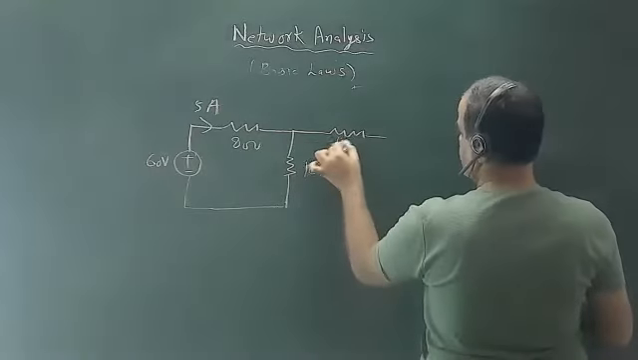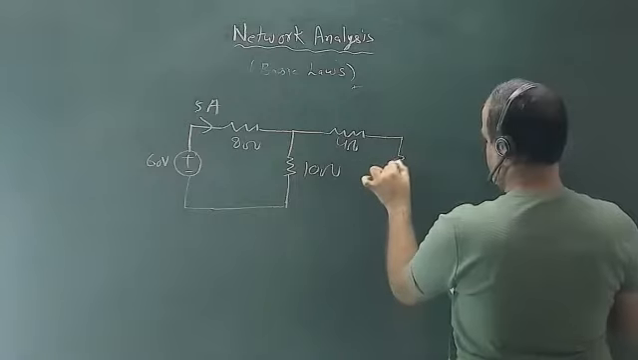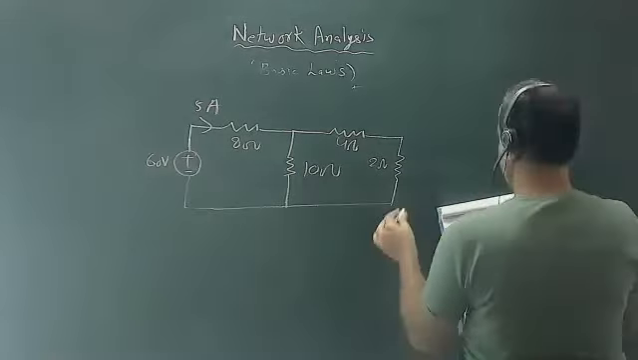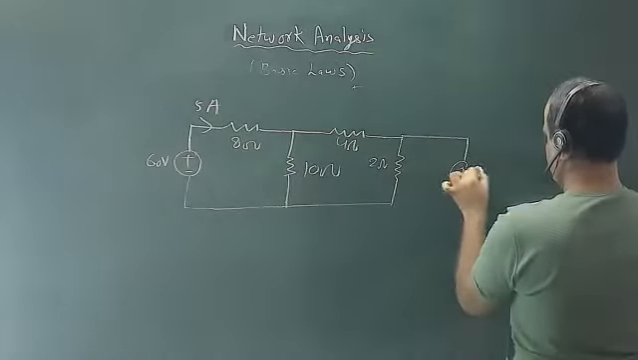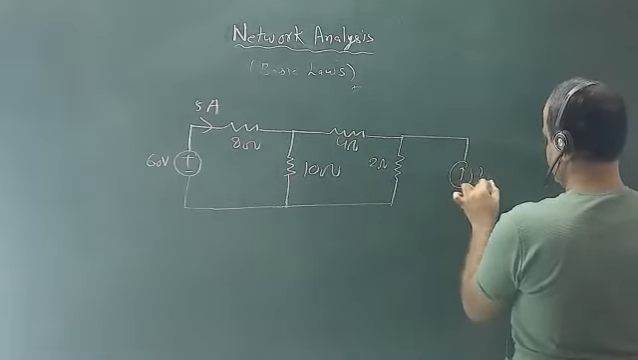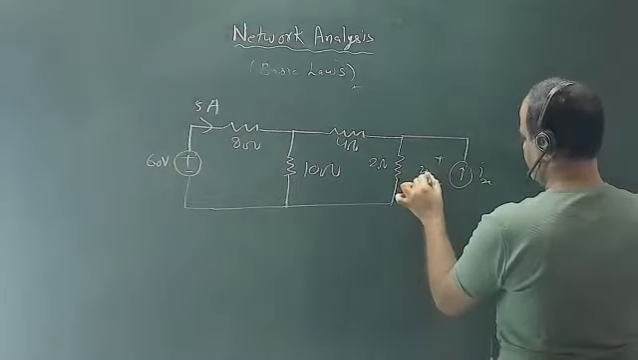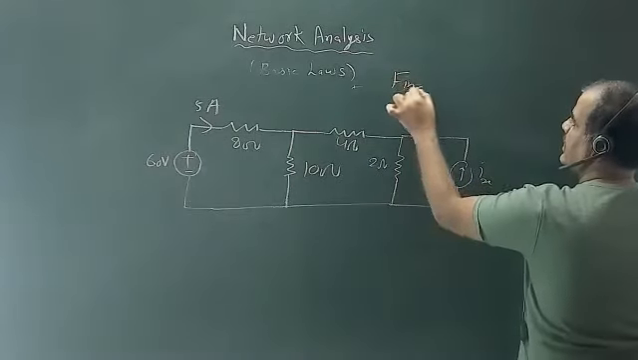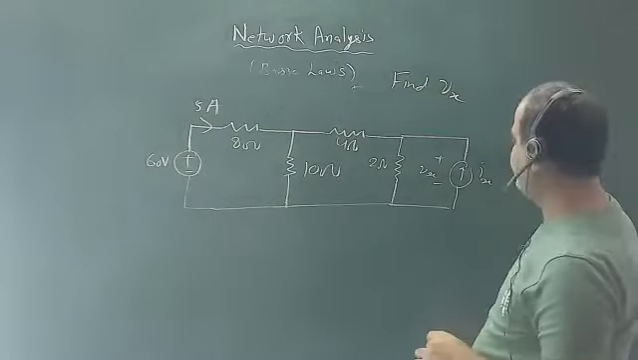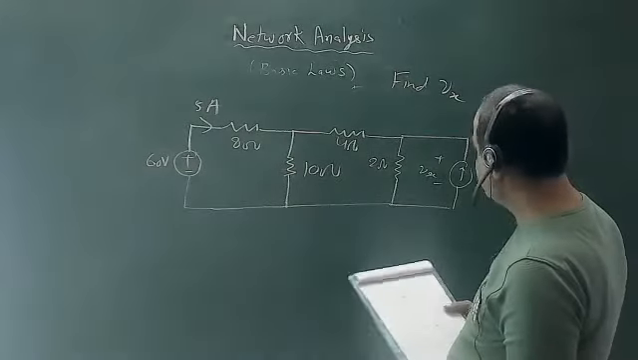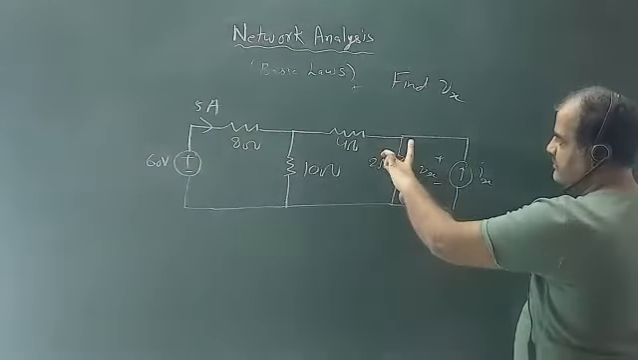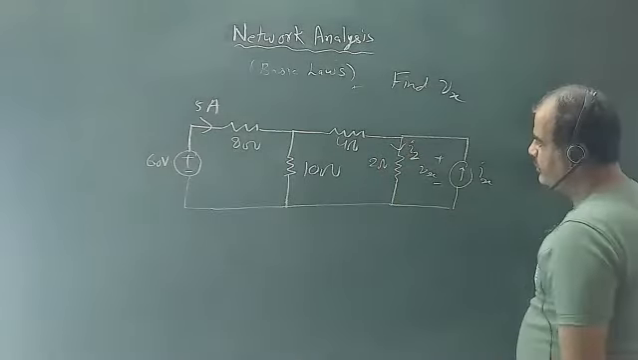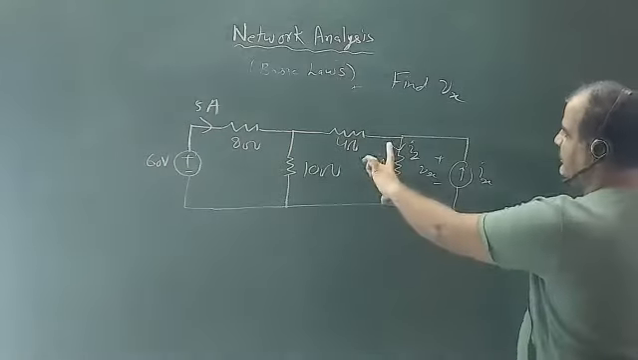So this is 4 ohm, and this is your 2 ohm resistance. And here current is Ix, and this is your Vx. Okay, so find Vx. To find the value of Vx. Okay, now how can you find Vx? So Vx is parallel to this one. So if you know current in 2 ohm resistance, if you know I2, then you can calculate, you can multiply, and you can find Vx.